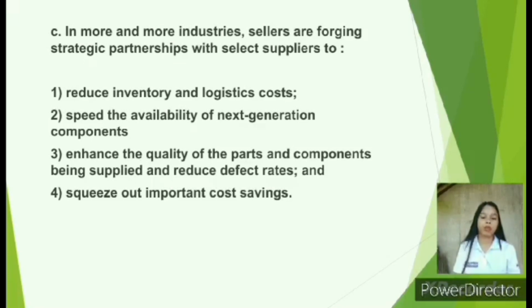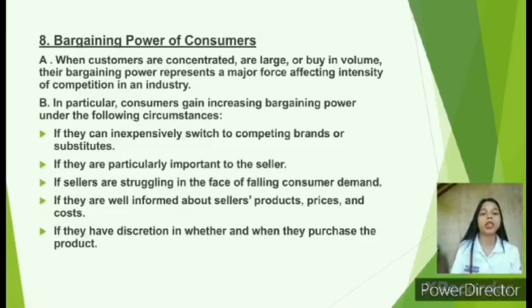So the bargaining power of suppliers is their ability to sell their products at prices and terms that are favorable to them. So number 8 is bargaining power of consumers. When customers are concentrated, are large or buy in volume, their bargaining power represents a major force affecting intensity of competition in an industry. B. In particular, consumers gain increased bargaining power under the following circumstances.